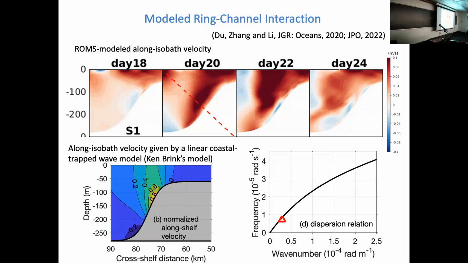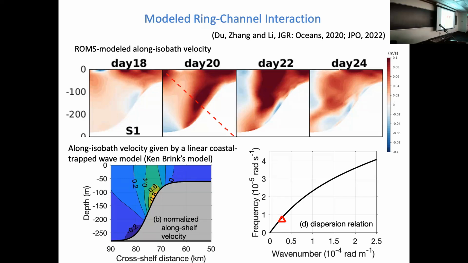And also, one nice thing about this model is that it gives you the theoretical dispersion curve, omega k. So the wave, given this setup, should more or less satisfy this dispersion curve. From the model, we know the omega and the k, the frequency and the wave number, the wavelength. And plotting that, that's a triangle. So it more or less matches that. So what this says is that when the ring interacts with the topography, the topography also excites cross-trapped waves.